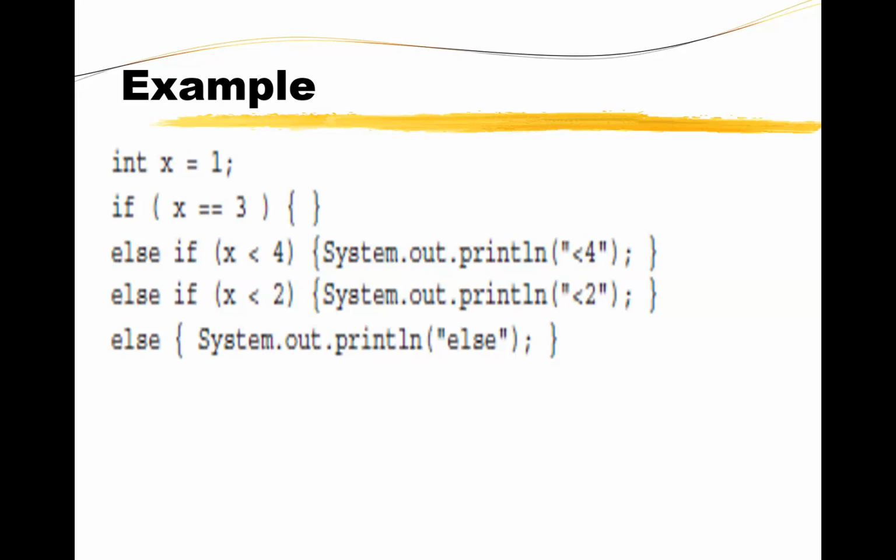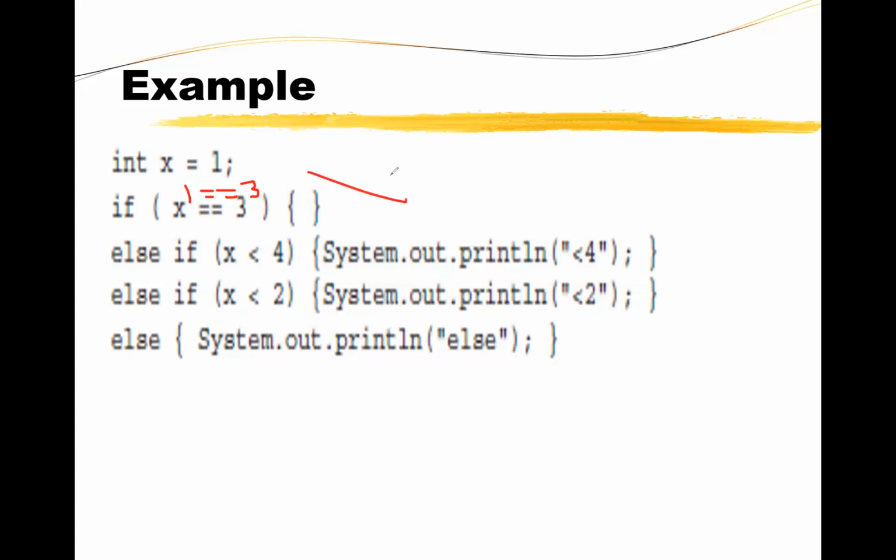So the output is x is less than 4. Sorry, x is less than 4, it prints. Why? Can you explain why it is? Right, now x equals 1, right? Then x equals 3. Now 1 is equal to 3, is it true? No, sir.